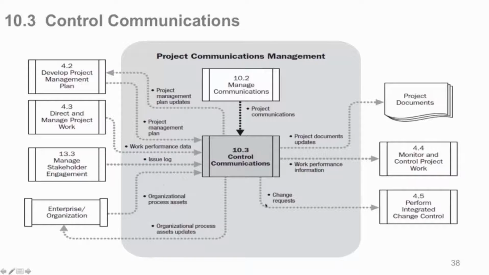The outputs, here's your change request into one place, perform integrated change control, and work performance information that's now actionable goes into monitor and control, so they can deal with that actionable stuff, make changes, and of course change requests come out of there if they actually need to make a change. So that's the data flow diagram.